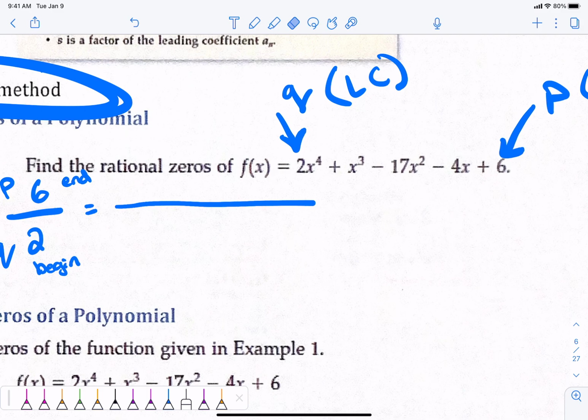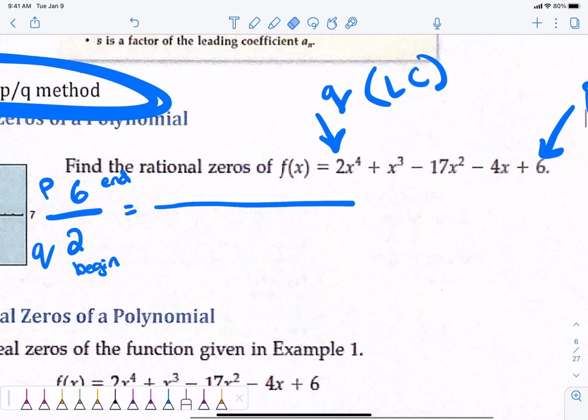Okay. All right. Are you ready for the next step? Look at just the number 6. Just the number 6 for right now. What numbers are factors of the number 6? Meaning, what numbers go into 6? Let's start with 1. Okay. 1, 2, 3, and 6.